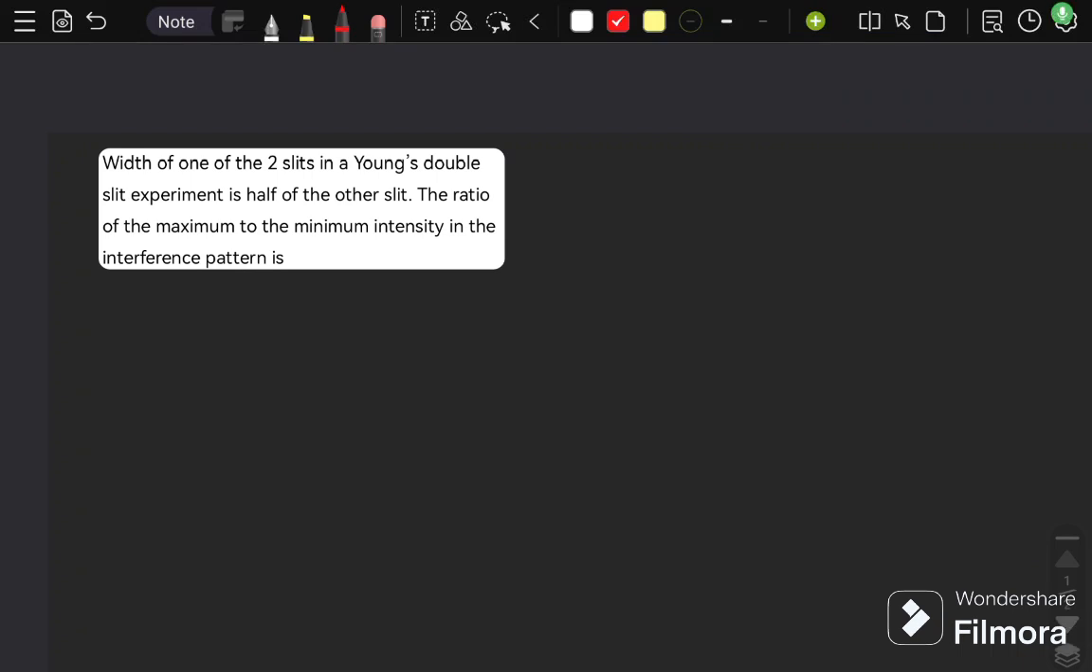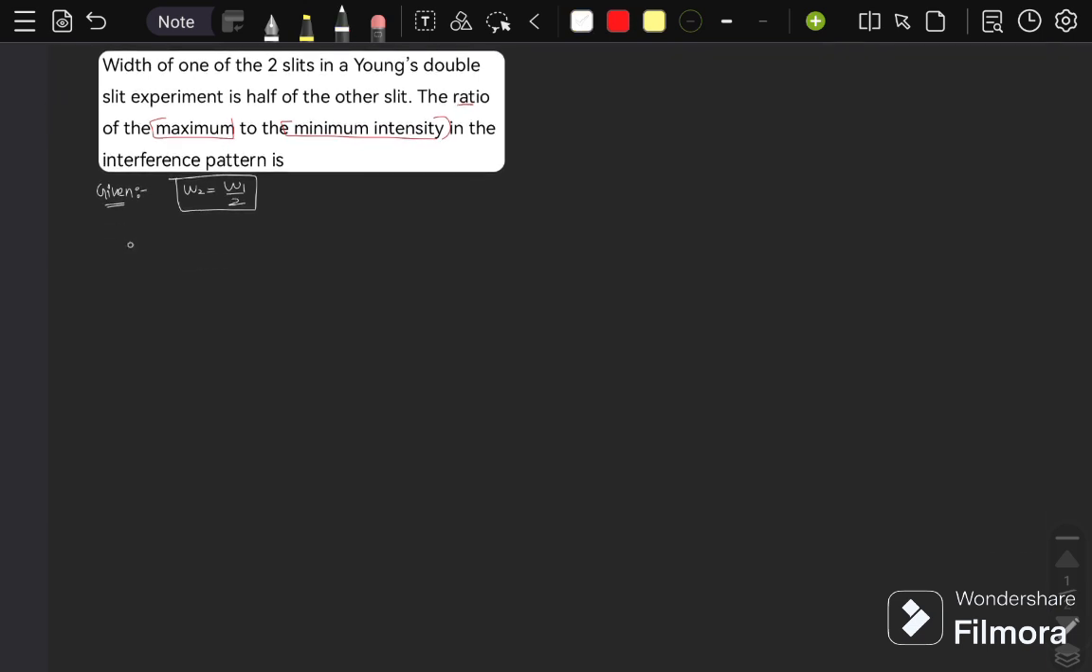Let's see this question. The question says the width of one of the two slits in a YDSE experiment is half of the other slit. So we are given that the width of one slit, let's say W2, is equal to half of the other one, W1 by 2. They are asking for the ratio of the maximum to the minimum intensity in the interference pattern.